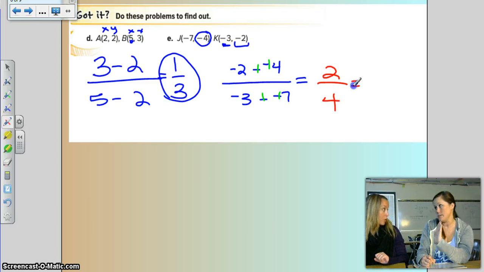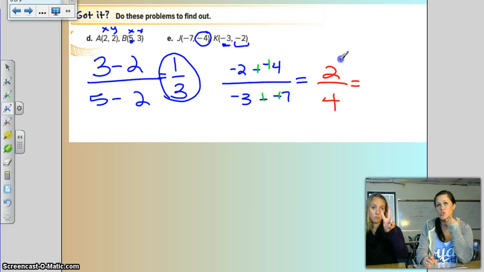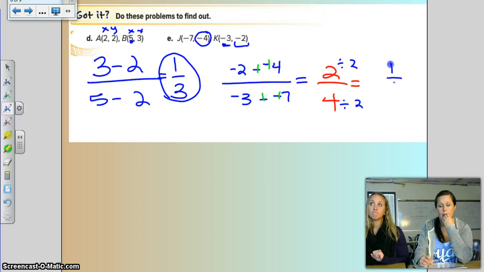But they can both be divided by 2, since they're both even, so we know they can reduce. I know that the number that goes into all even numbers is 2. So divide both by 2. I start there, and we're going to have 1/2. And that's my slope. Done.